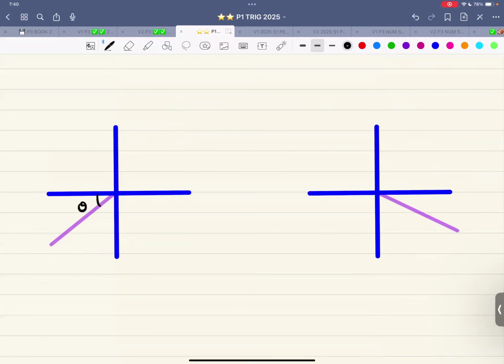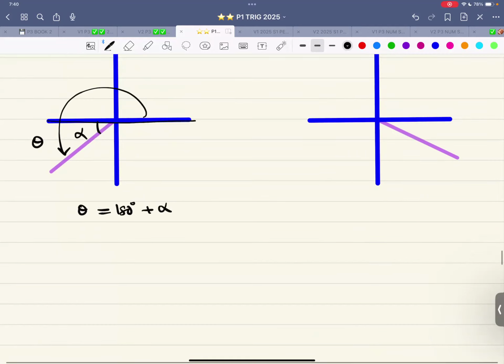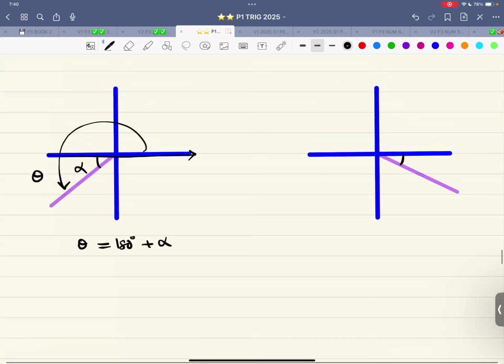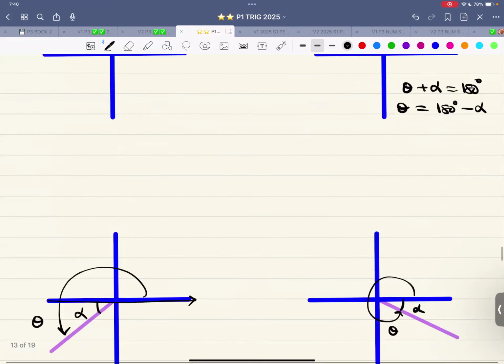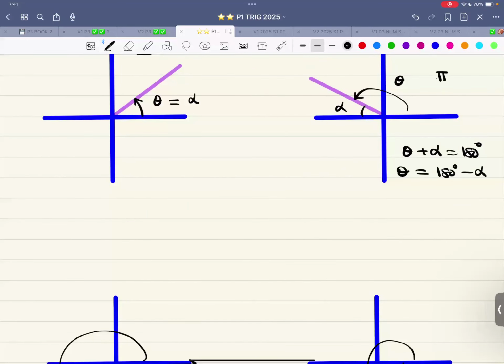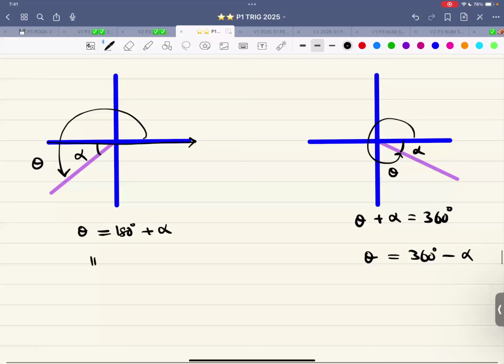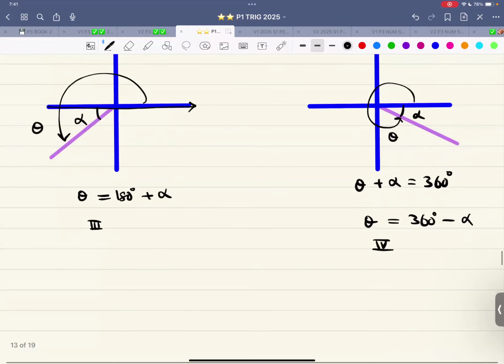In the third quadrant, this is alpha and this whole thing is theta. So theta is 180 plus alpha, because up to here it's 180. In the fourth quadrant, this is alpha and this is theta. Theta plus alpha is 360 degrees. Therefore, theta is 360 degrees minus alpha. First quadrant, theta is alpha. Second quadrant, theta is 180 minus alpha. Third quadrant, theta is 180 plus alpha. Fourth quadrant, theta is 360 minus alpha.